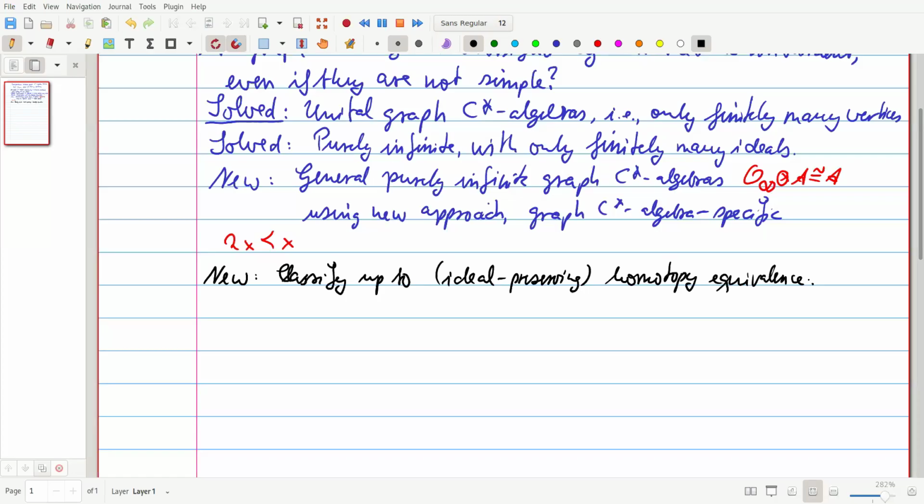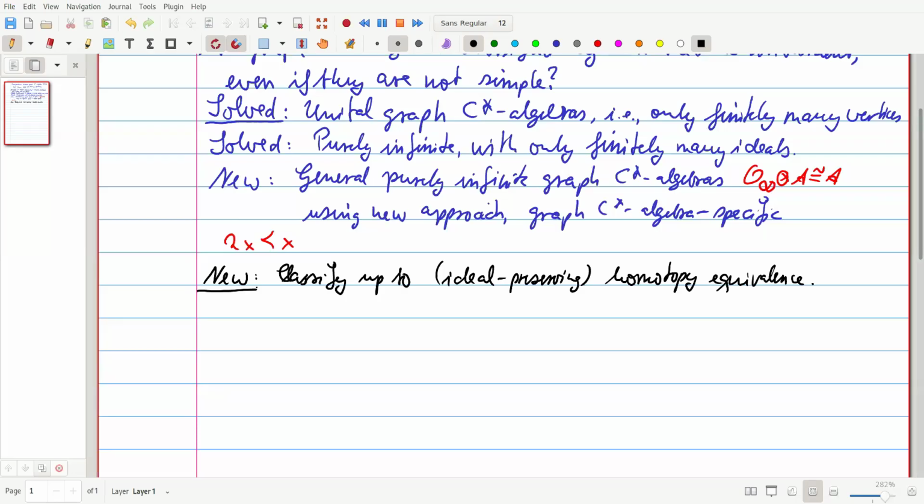And then you can feed this into Kirchberg's machinery and get a classification up to isomorphism, because Kirchberg's deep results say that if you have strongly purely infinite C-star algebras with the same ideal structure, and they are equivalent in the appropriate ideal preserving KK theory, then they are isomorphic. And this homotopy equivalence is stronger than this ideal preserving KK equivalence.